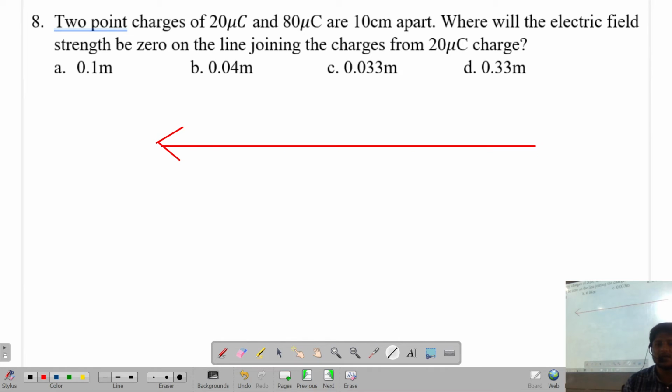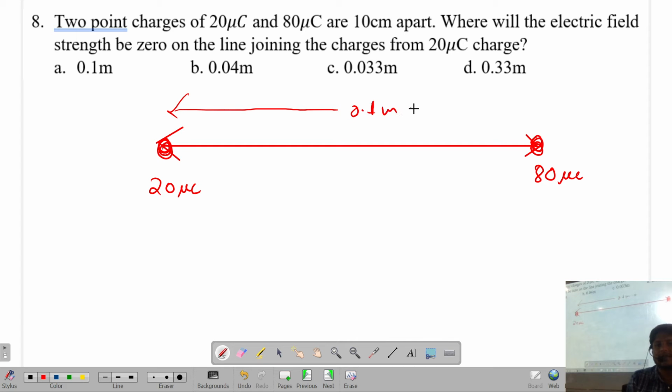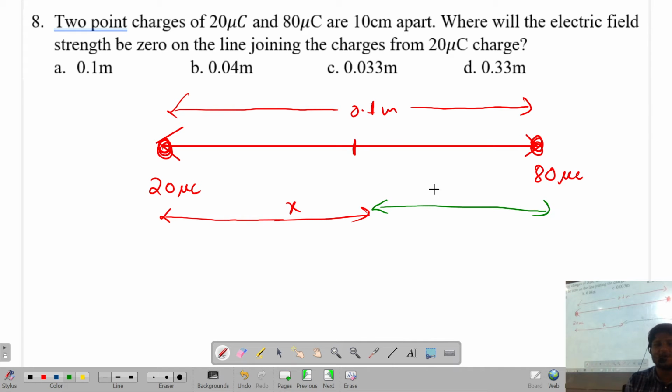Consider a straight line, right or not? Okay. Here the charge is what? 20 microcoulomb. Here the charge is what? 80 microcoulomb. Right or not? Okay. What is the distance between them? 0.1 meters. Yes or no? Okay. So now, let's suppose the point where the strength is 0 is located at X distance from one charge. Right or not? So this distance will be how much? 0.1 minus x. Yes or no?